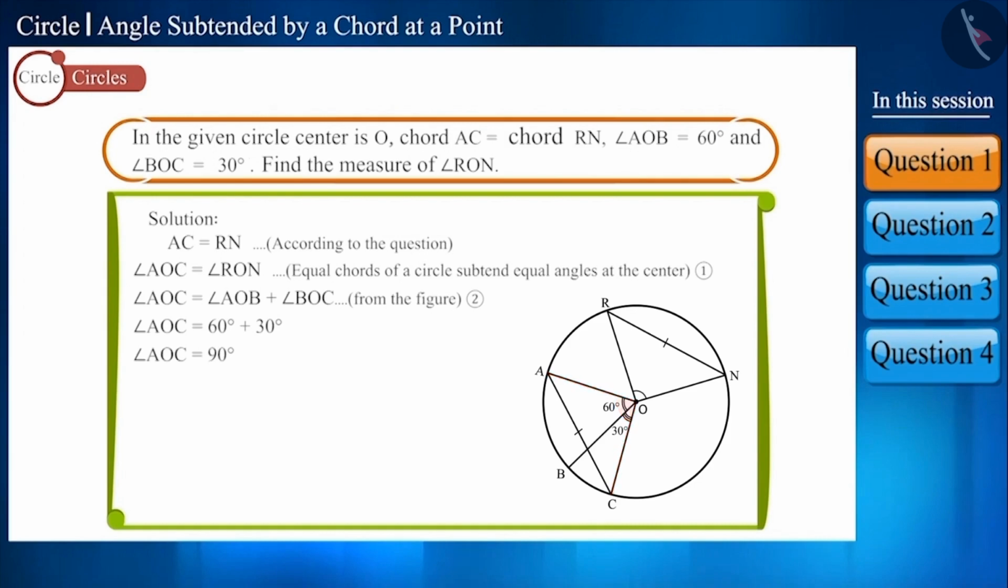Friends, now look at equation 1. These two angles are equal to each other. So, angle RON will also be 90 degrees. Let's move to our next question.